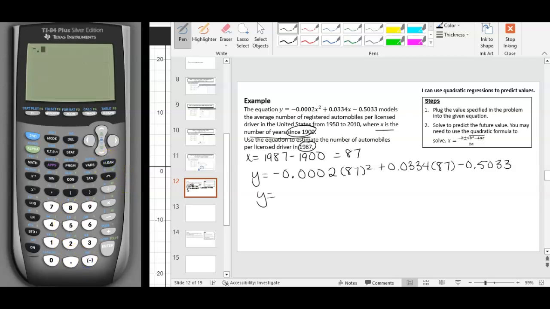So we have negative 0.0002 times 87 squared plus 0.0334 times 87. And then we have minus 0.5033. And then when we hit enter, it gives us y equals 0.8887. Okay, which approximately equals 0.9. So we have about 0.9 automobiles per driver in 1987. So a little bit less than 1.